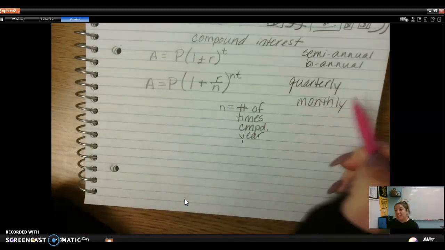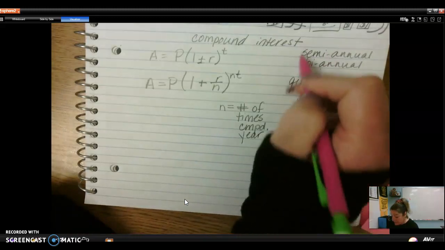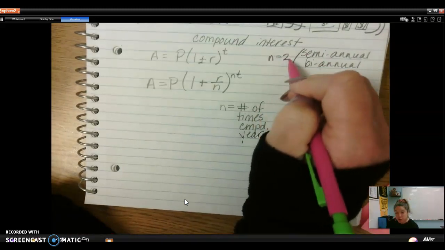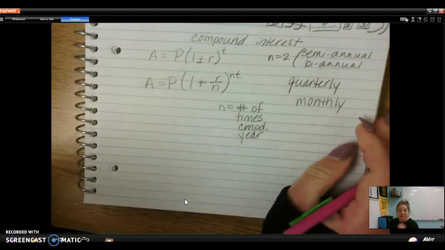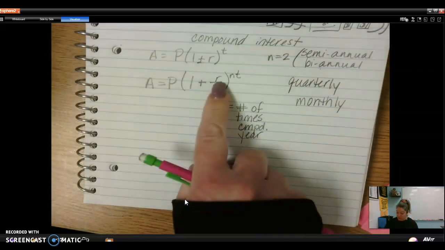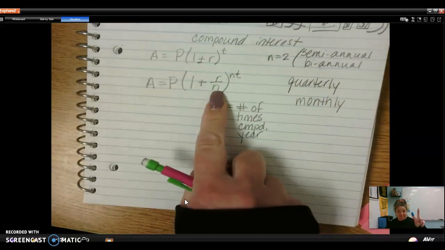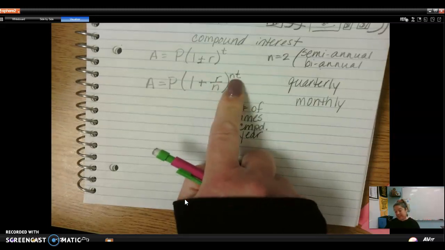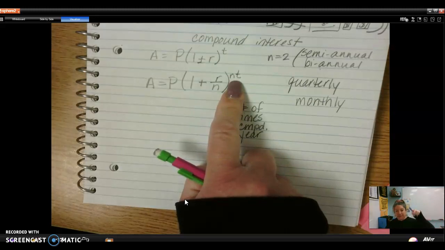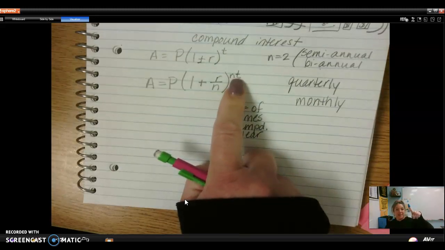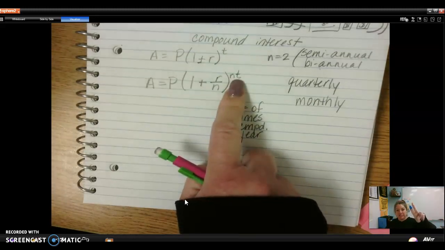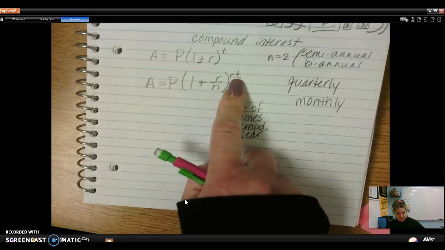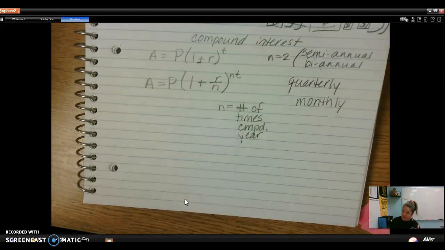Okay, so if it is semi-annual or biannual, n is going to be 2 because it gets compounded twice in the year. So that rate gets divided by the 2, right? But then because it's happening twice in that year, if it's in there for 1 year, then it gets compounded twice. If it's in there for 2 years, it's going to be 4 times. If it's in there for 3 years, it's going to be compounded 6 times. Do you see how that kind of works?